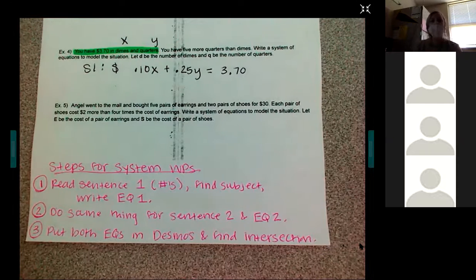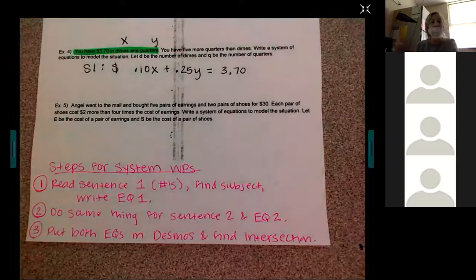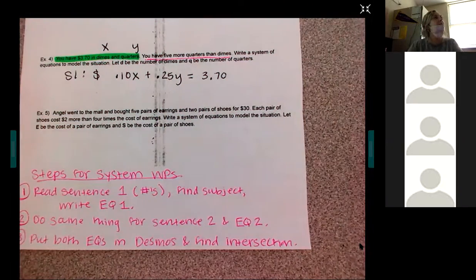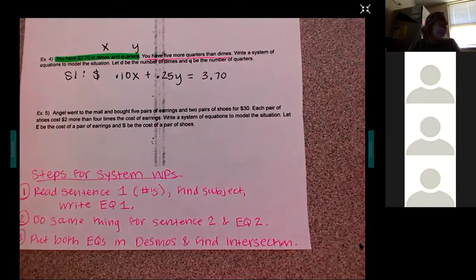All right. Now read sentence 2. This one's a little different than the other ones we've done. So everybody look. You have 5 more quarters than dimes. This is just like the one from yesterday that y'all really struggled with. So everybody listen.